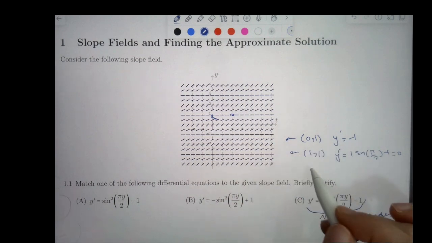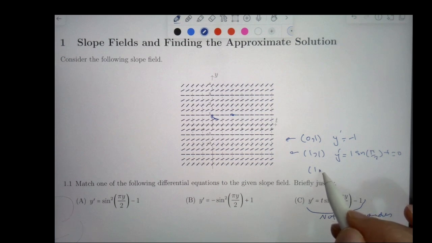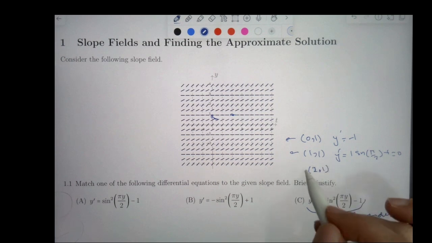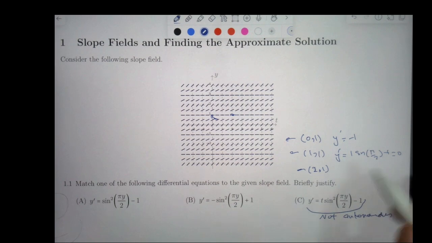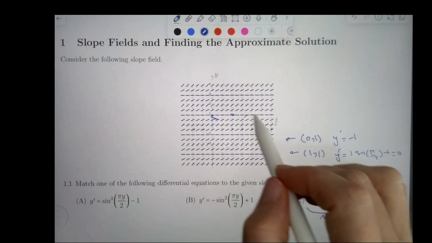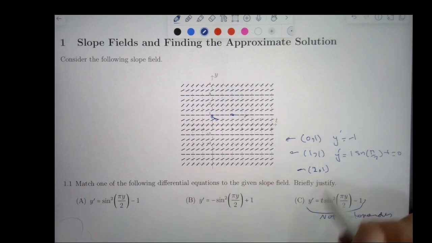And then again, if you try something else, let's say 2 and 1, you get another value, basically. I think you get plus 1. And so the slope should have been changing. So this is not it. This is out. It remains between these two.